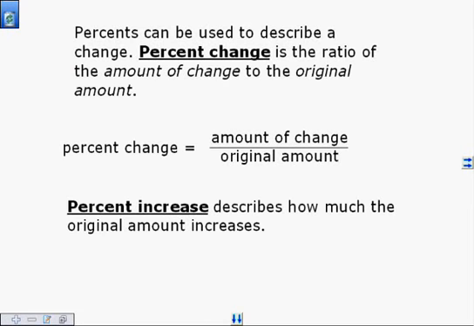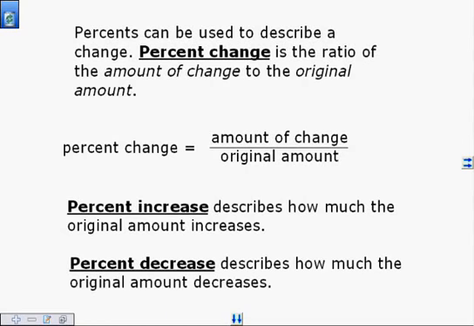Percent increase describes how much the original amount increases. Percent decrease describes how much the original amount decreases.